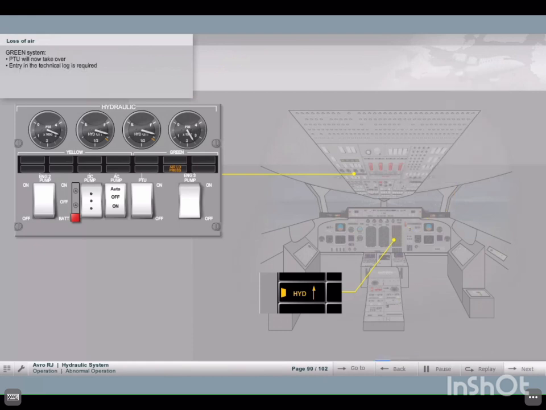The PTU will now take over. It is necessary to make an entry in the technical log of PTU operation without air pressure in the reservoir because cavitation could still occur in the system.